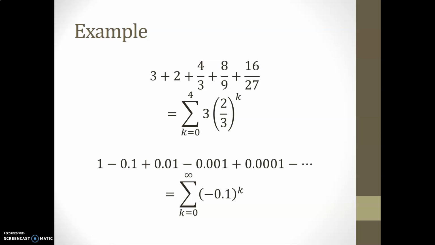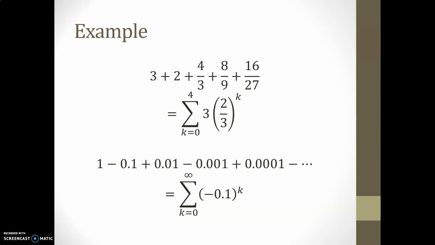Here are two examples of geometric series. In the first series, we have 3 acting as the first term, so that would be the a_0 term. And every term that follows is 2/3 of the one that preceded it. So the ratio is 2/3. So basically the size of the terms is 3 times (2/3) to the power k. k equaling 0 corresponds to the first term, and when k is replaced by 4, then 3 times (2/3)^4 would coincide with 16/27, which is the last term of the series.